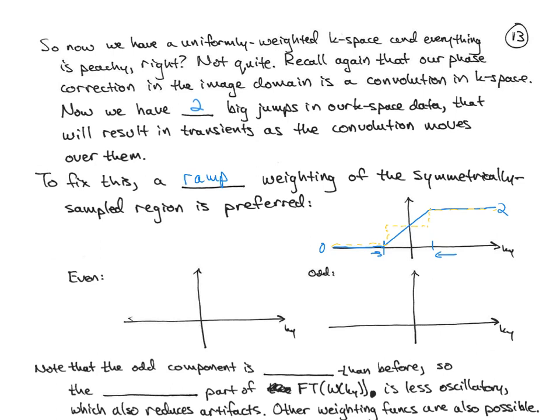Now if you look at the even and odd parts of this function, the even part is the same. It's still a constant function as we want, in order that the real component of the image has implicitly uniform k-space weighting. And then the odd component will change, but we don't care about the odd component because that always contributes to imaginary components of the image, which we're going to discard. So the ramp bleeds into the odd component but does not affect the real component. Note now that the odd component is smoother than before, so we're not going to have these sharp jumps that result in transients. So the imaginary part of the Fourier transform of W of ky is going to be less oscillatory, which also reduces artifacts. There are of course many other weighting functions that you can construct that might improve further on these characteristics.